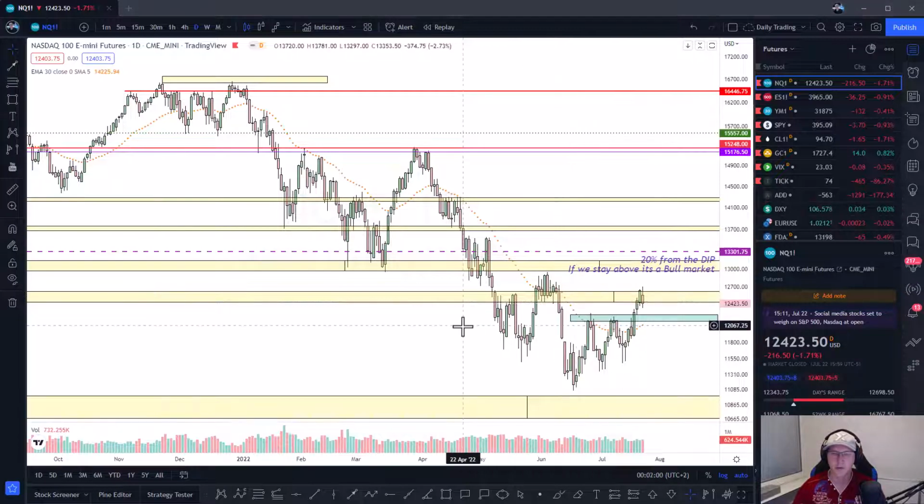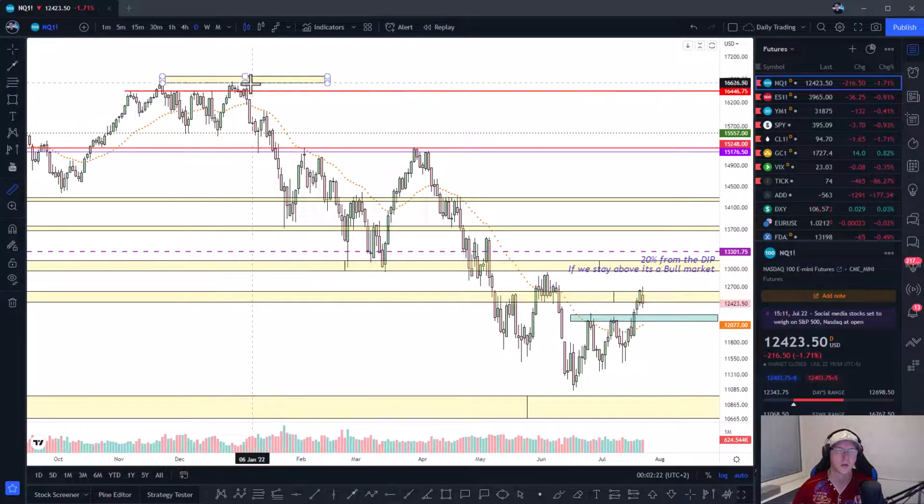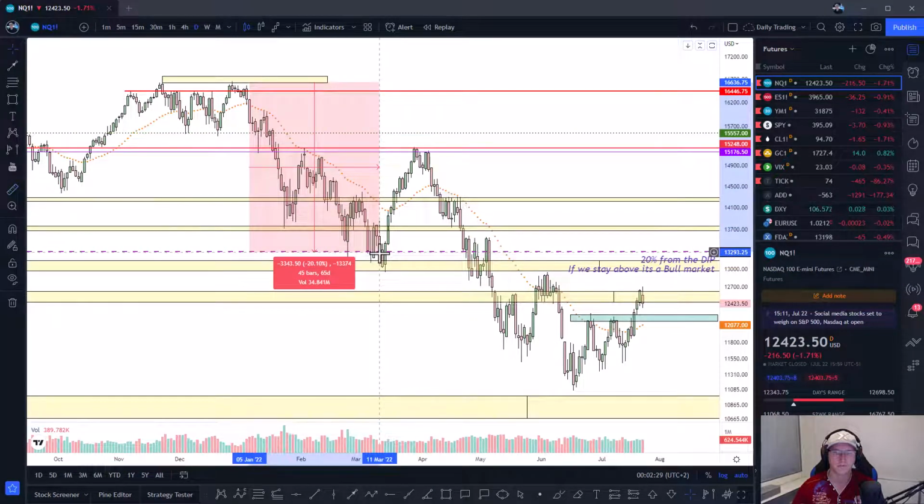Warren Buffett and all the institutional traders and hedge funds have a rule that says if we pass 20% from the dip and stay above that, we are in a bull market. And same goes for a bear market. If you pass 20% and more and stay under, we are in a bear market. And take a look at that.